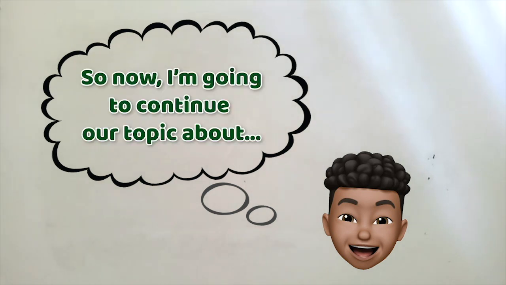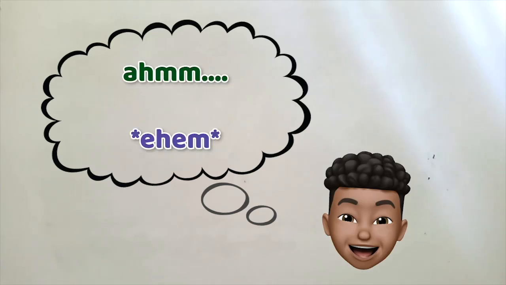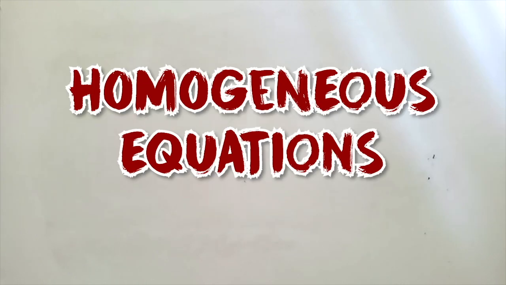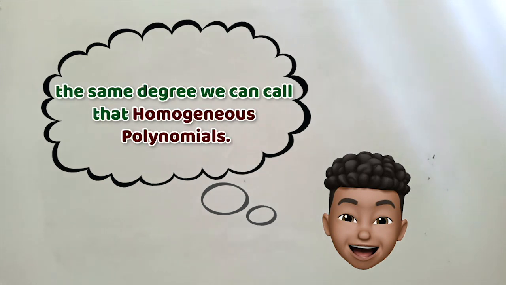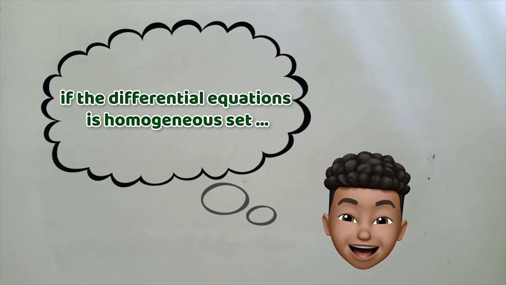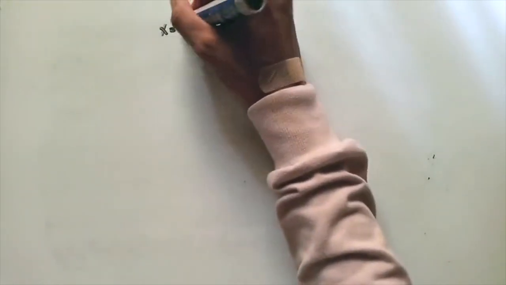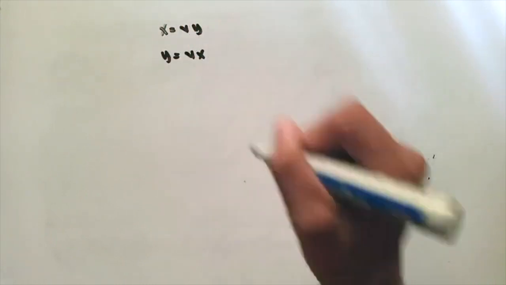So now I'm going to continue our topic about the differential equations. I will discuss the homogeneous equations. If all of the terms of a polynomial function are of the same degree, we call that a homogeneous polynomial. So if the differential equation is a homogeneous equation, just set x equal to vy or y equal to vx.